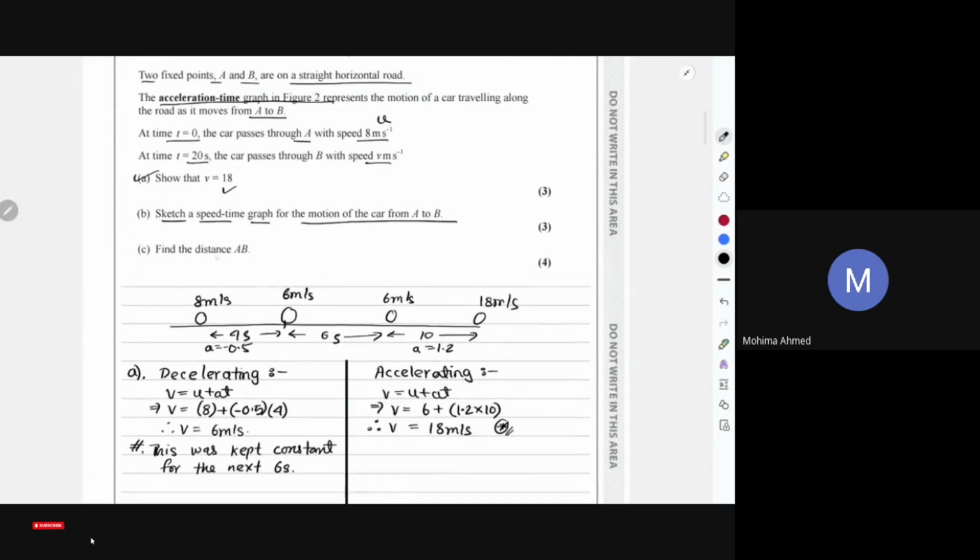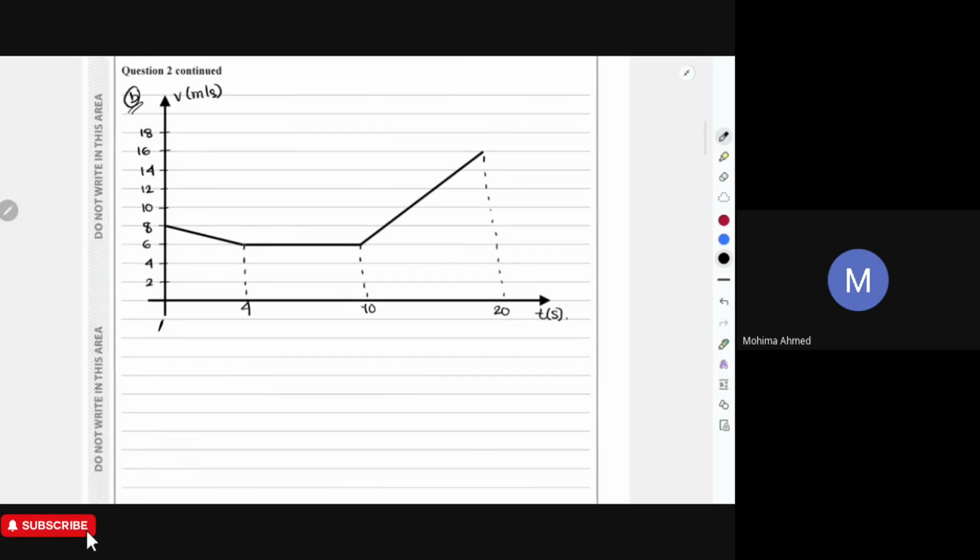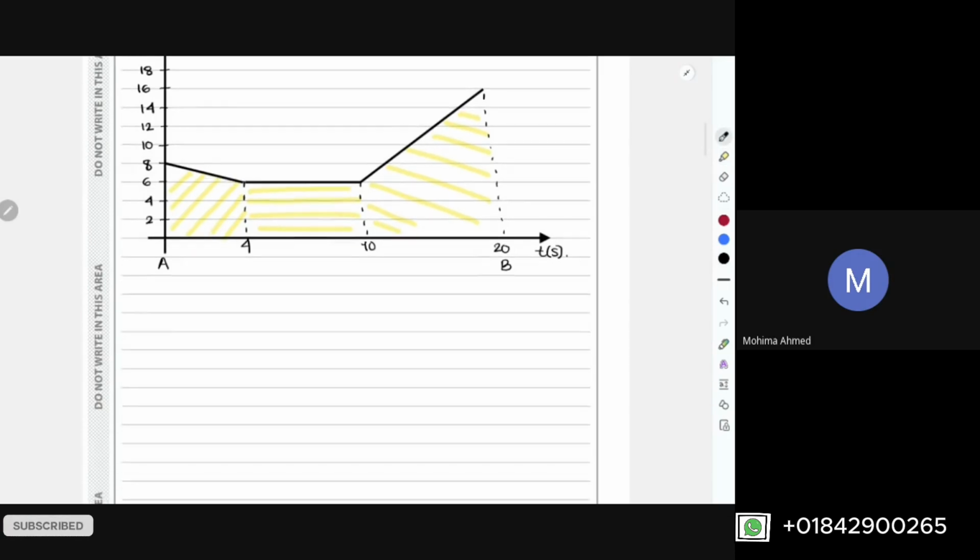Then again, now they're asking to calculate the distance between stations A and B. So if this is A, this is B, I can understand that now they are creating this one as a trapezium, right? This one as a rectangle. Is it a rectangle? Yeah, it's mostly a square, right? 6 and 6, it's a square now. And then this portion is another trapezium. So I just have to find the area under the graph, which is 2 trapezia and 1 square.